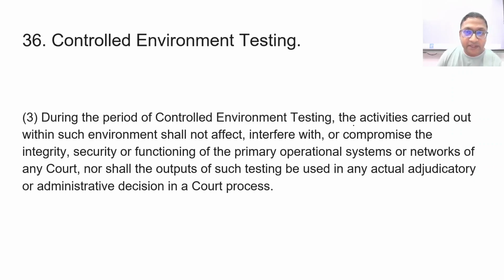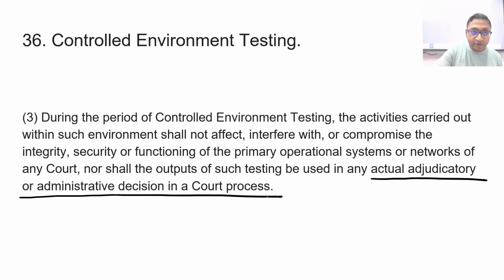Now, during the period of controlled environment testing, the activities carried out within such environment shall not affect or interfere or compromise with the integrity, security, or functioning of primary operating systems or networks of any code. Nor shall the output of such testing be used in any actual adjudicatory or administrative decision in a code process. So that's what we have talked about, that during the period of controlled environment testing, right, it might physically be the same space. So in the same office where I have two computers, let's say, connected to the current code network, and they are functioning properly on the code, I can have a set of, let's say, one or two or whatever number of systems in the same physical space, but they will be digitally segregated. They will not be connected. They will be using a different Wi-Fi. They will not be using the same Wi-Fi, for example. They will be connected to a different Wi-Fi, right? So as it says, systems or networks of any code.